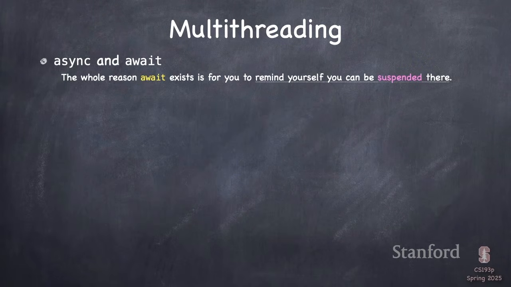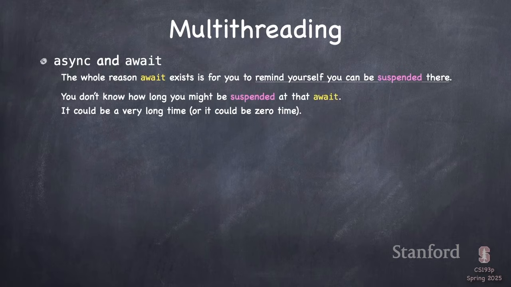The whole reason you put await in there is the same reason you put try. The reason you put try in is to remind yourself and readers of your code this might throw. The whole reason you put await in there is to remind yourself and readers of your code I might get suspended here, so I need to be ready for that. And you have no idea how long you might be suspended. You might be suspended for 0 seconds, or you might be suspended for minutes if it's some network call that has a long timeout or something like that.